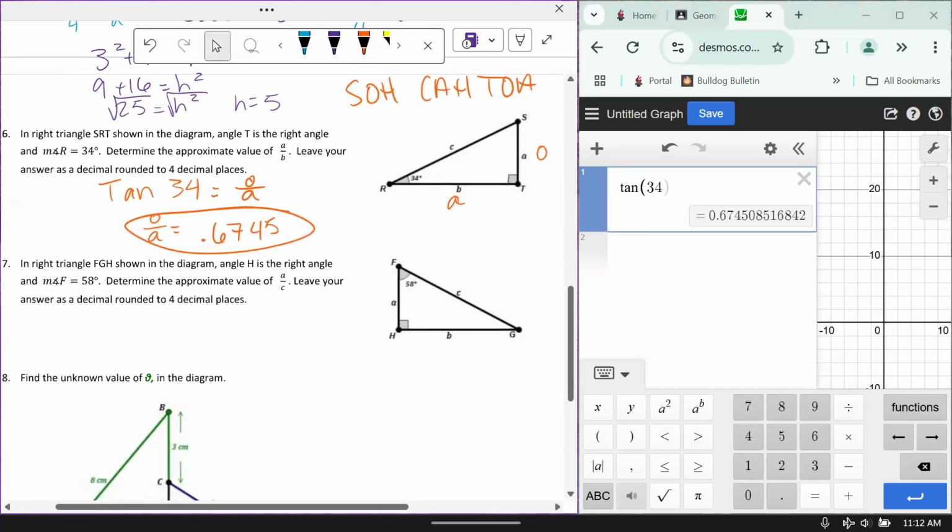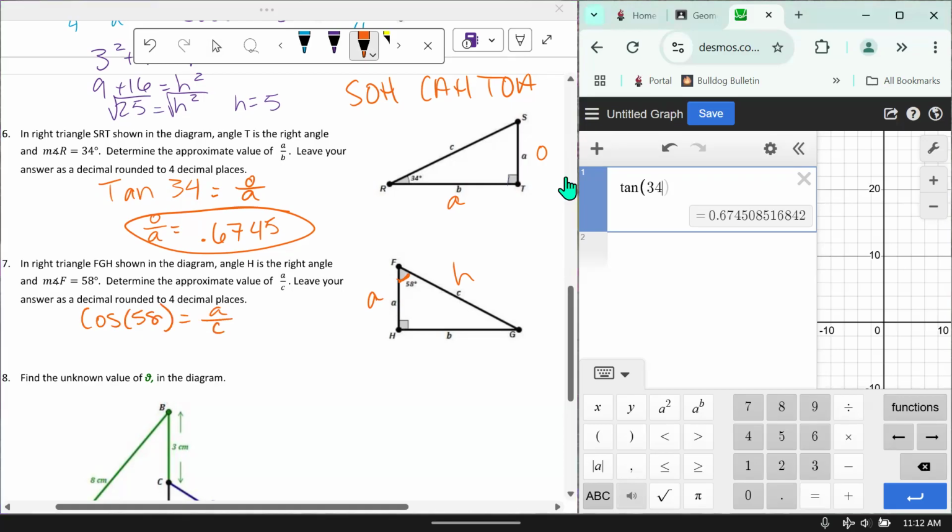And then for number 7, in the right triangle FGH shown on the diagram, angle H is the right angle. Angle F is 58 degrees. Approximate the value of A over C. So again, we're going to look at how our A and our C are in reference to our degree. So here's our degree. A right here is an adjacent. C is our hypotenuse. So adjacent and hypotenuse is cosine. So cosine of 58 would equal adjacent over hypotenuse, which is A over C.